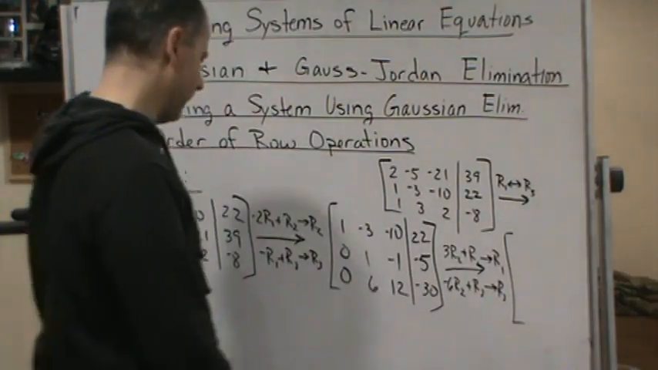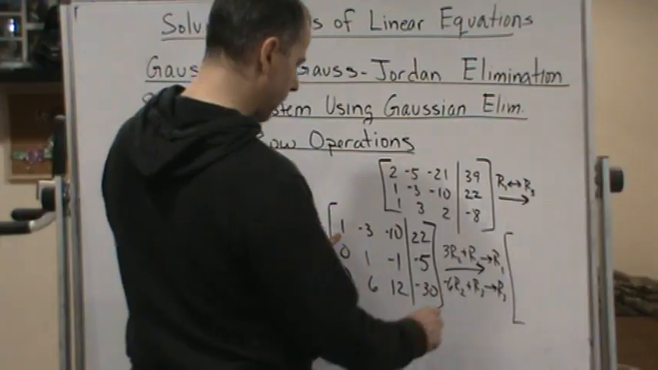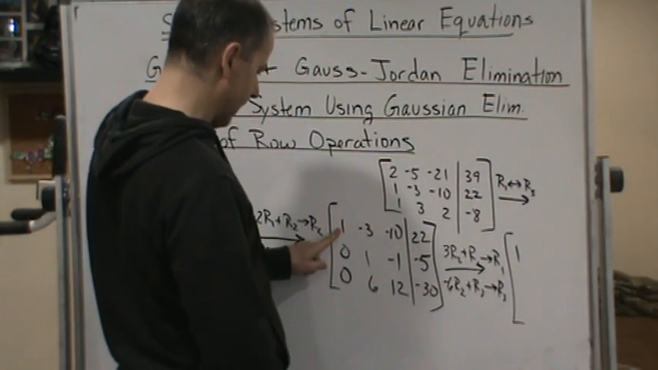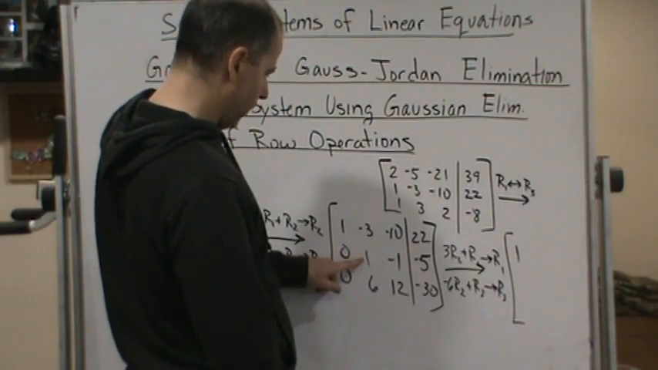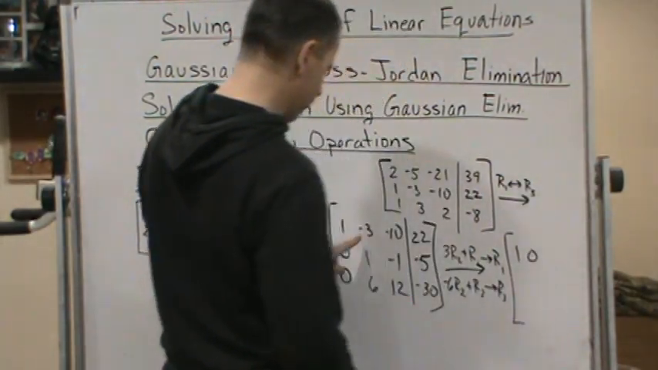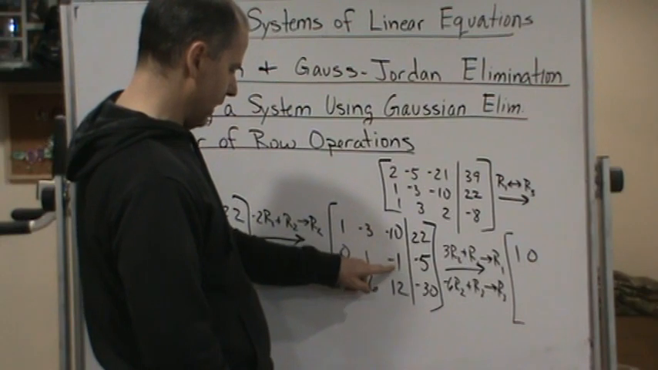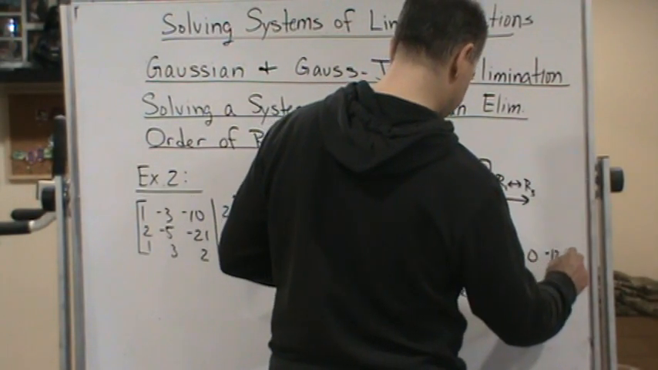All right, so what do we get? So now, what's going to happen here? The 1 is going to stay the same, because these are zeros. So then 3 times 1 is 3 plus negative 3 is 0. And then we do 3 times negative 1 is negative 3 plus negative 10 is negative 13.